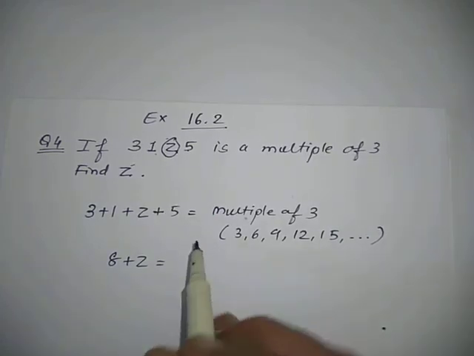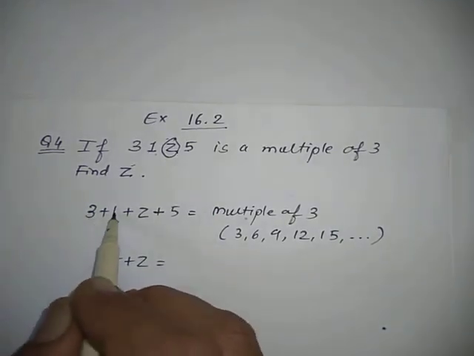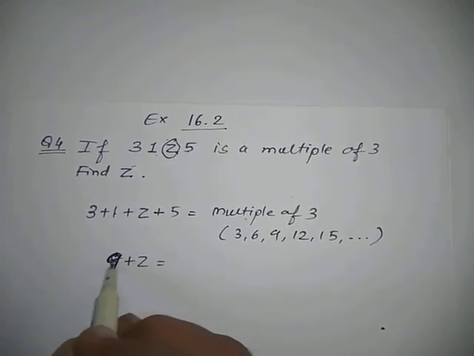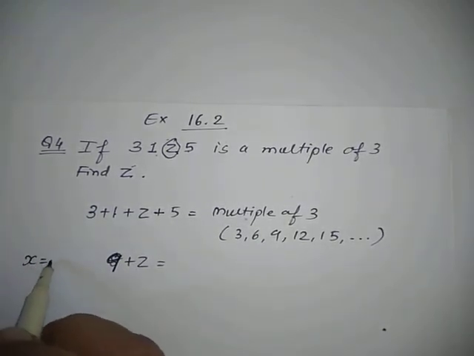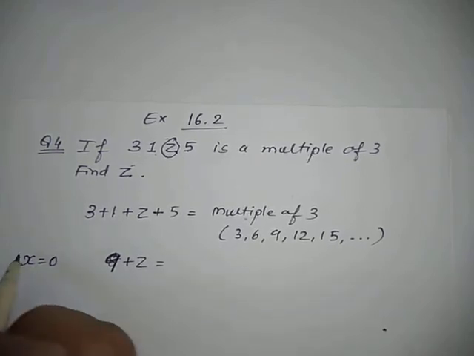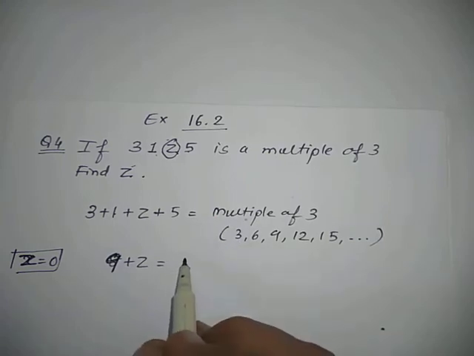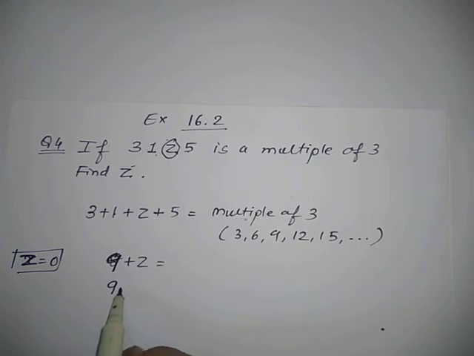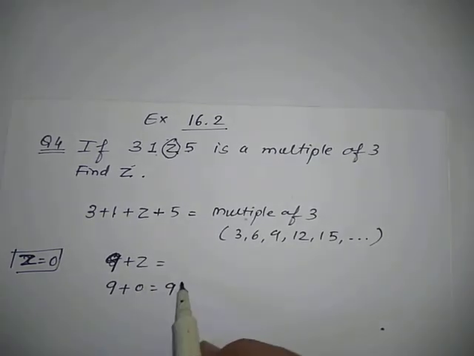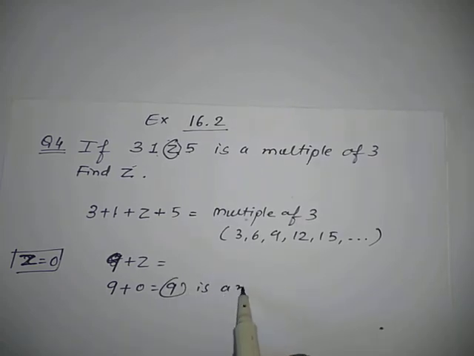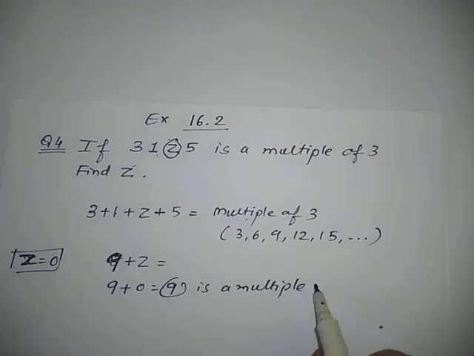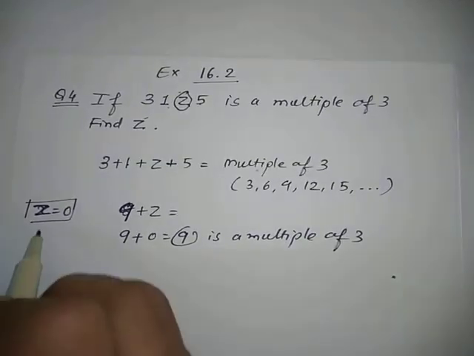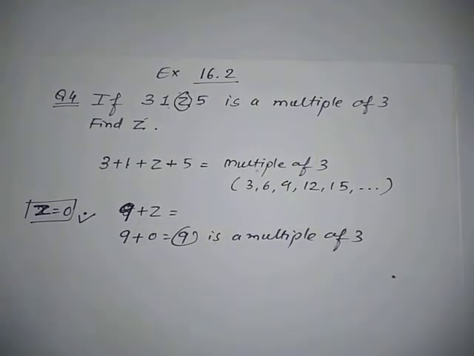Let us check. Okay, sorry, 4 plus 5, it will be 9 plus z. So let us take z is equal to 0. If we take that, I am getting 9 plus 0 is 9. Okay, so 9 is a multiple of 3. So it can be said that z can be 0.